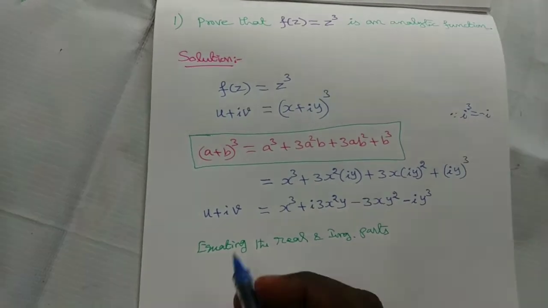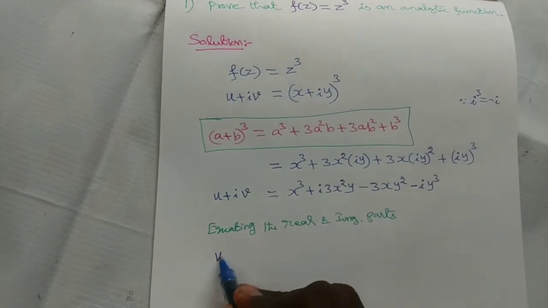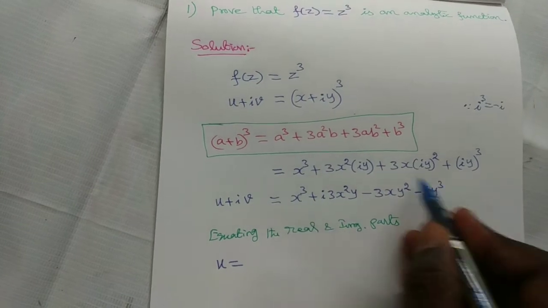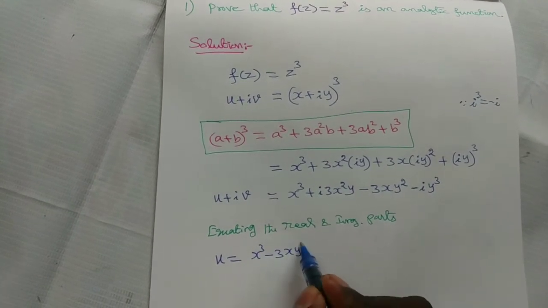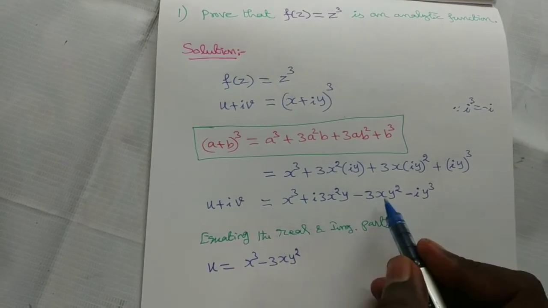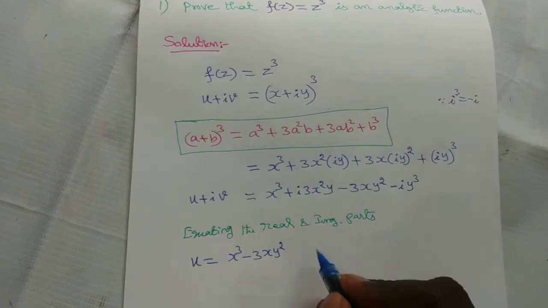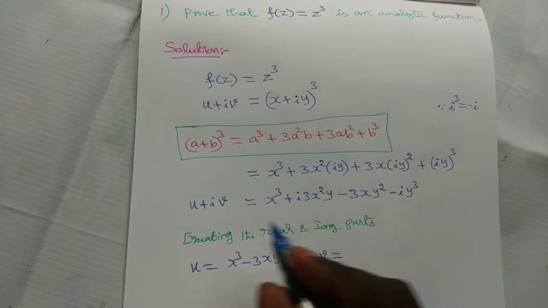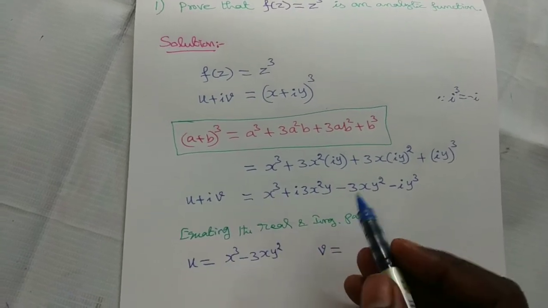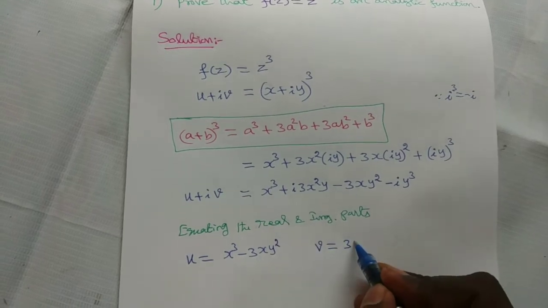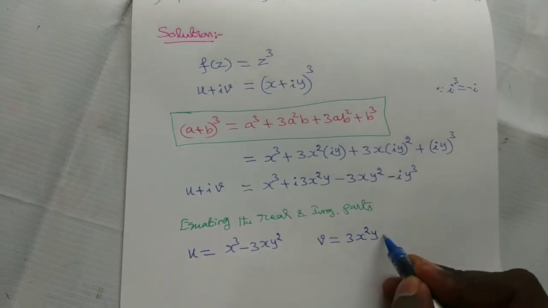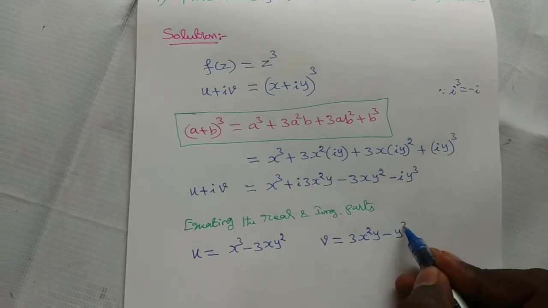Okay, so now the first real part is u. So here the real parts are x³ - 3xy². So this and this are the real part. Next, imaginary part. Imaginary part is v. So here the imaginary parts are the i coefficients, so 3x²y - y³.